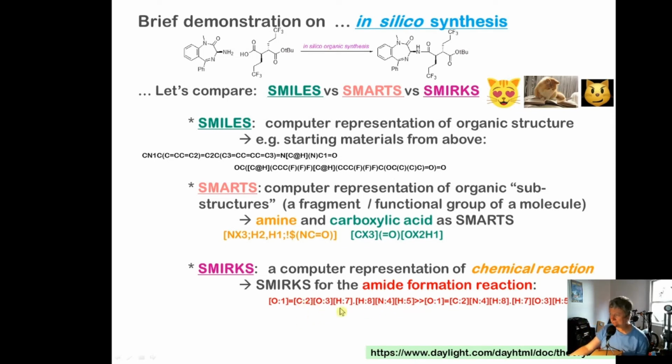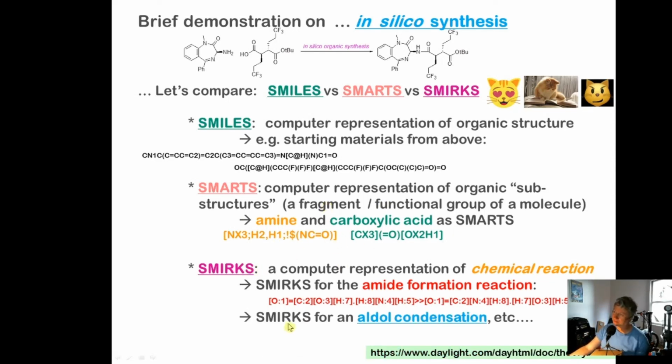Some of it kind of makes sense if you look closely. This part looks like the carboxylic acid part, C double bond O, OH. This is the amine part, NH2. And then here, this is kind of like the product, so this shows the formation of the product. It doesn't totally look like SMARTS, but basically what people say is SMIRKS is SMARTS applied to a chemical reaction. There are some slight differences between all of this and these two. Okay, so now we know about SMILES, SMARTS, and SMIRKS.